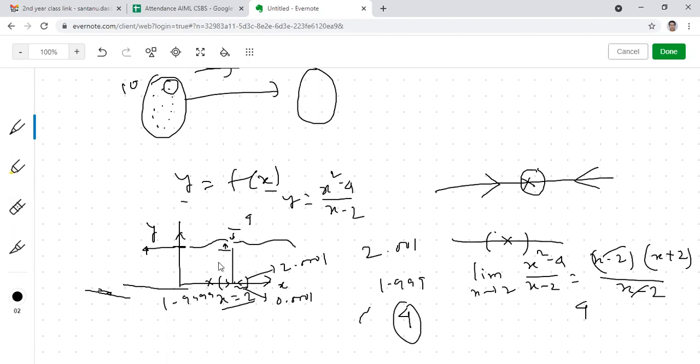Is that clear or not? Is that clear? Yes, sir. Have you all understood? If you have any doubts or queries, then you could ask me. Do you have any doubts or queries?